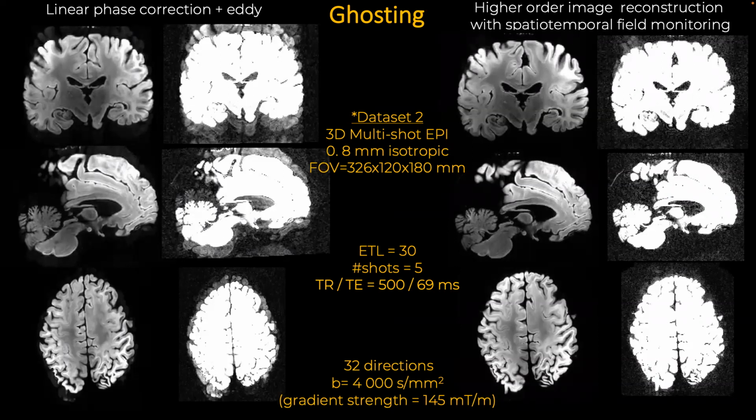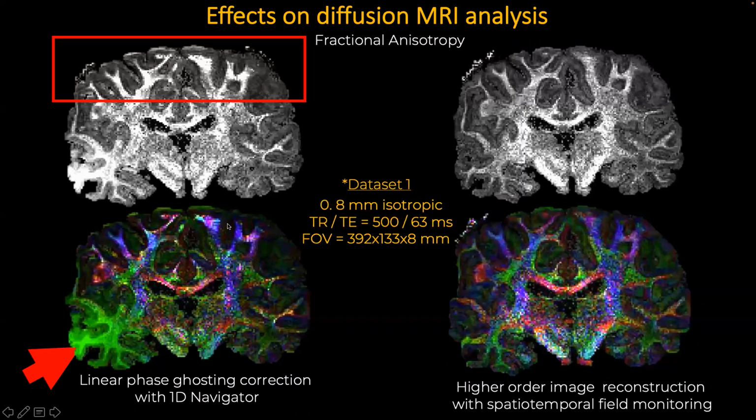See here axial, sagittal, and coronal slices of a 3D multi-shot EPI dataset acquired at 0.8 millimeter for b-values of 4,000. Note that the ghosting is clearly reduced compared to the linear phase correction approach. And of course, this has an impact on diffusion MRI analysis.